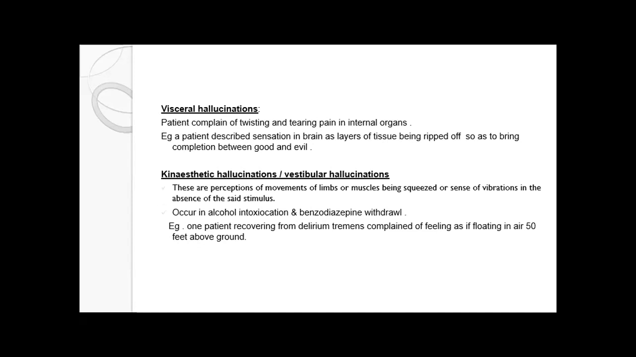Then the second kind of tactile hallucinations are visceral hallucinations. In this, the patient complains of twisting and tearing pain in internal organs. Example, a patient describes sensation in the brain as layers of tissue being ripped off so as to bring about a separation between God and evil. Then there are kinesthetic hallucinations or vestibular hallucinations. These are perceptions of movement of limbs and muscles being squeezed or a sense of vibration in the absence of a stimulus. It occurs in alcoholic intoxication and in benzodiazepine withdrawal. Example, a patient recovering from delirium tremens complained of feeling as if floating in air 50 feet above the ground.